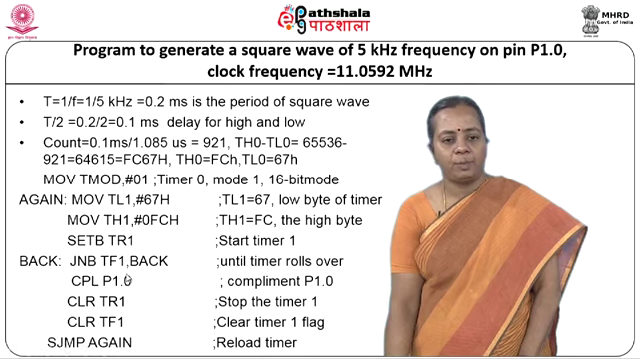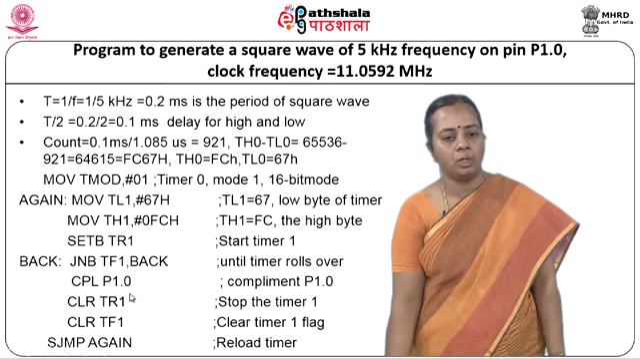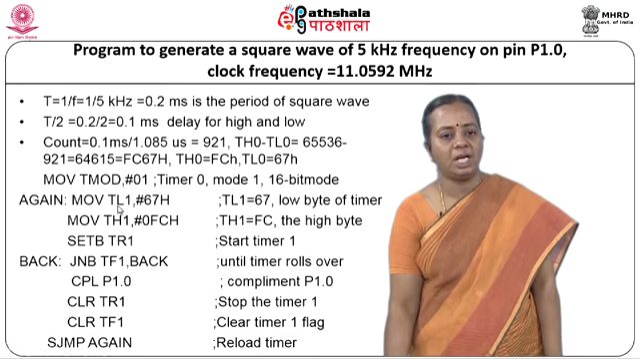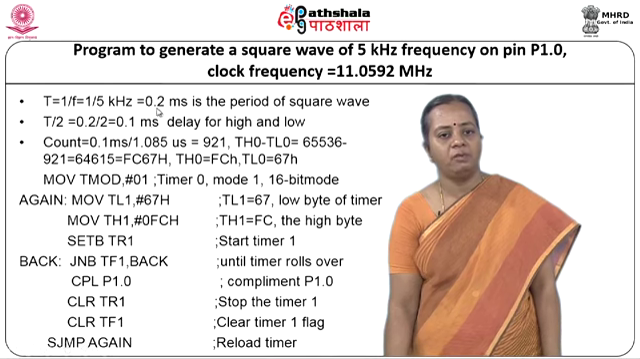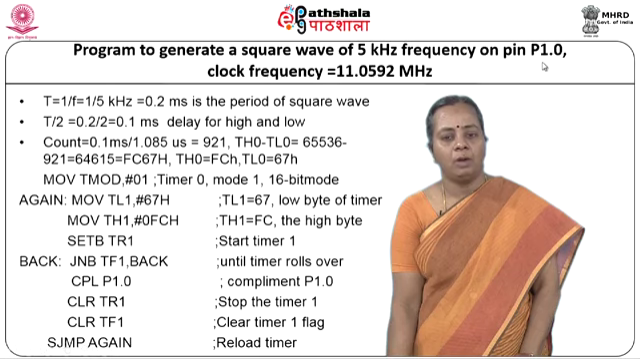If previously P1.0 is 1, I have to wait 0.1 millisecond. After that I get an overflow, I come over there, CPL P1.0, now it becomes 0. Then I stop it, and again I come over there and run this. So continuously I will be toggling this particular P1.0 from 0 to 1, 1 to 0, which makes a square wave with this standard delay. This standard delay gives me 0.1 millisecond, which in turn generates a square wave of 5 kilohertz frequency at pin P1.0.